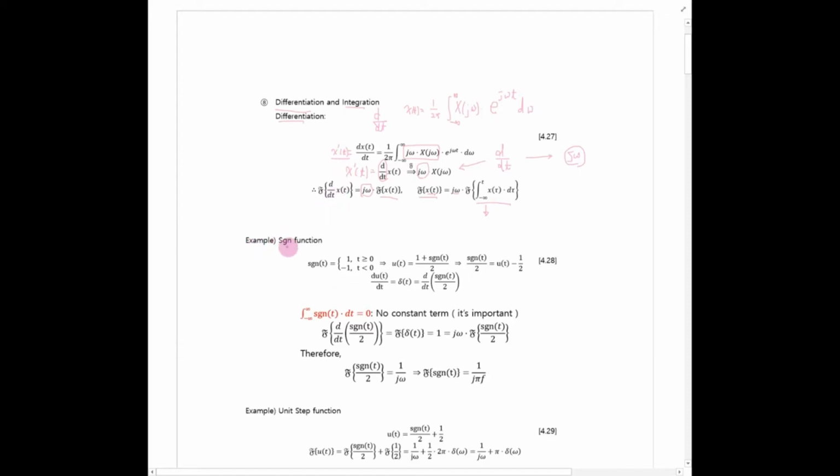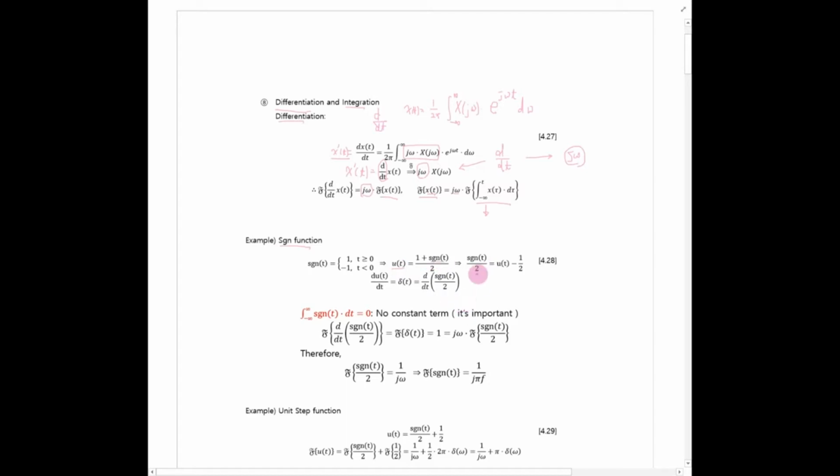Here is an example for the sign function. The sign function is defined this way. If t is positive, then it is plus 1. If t is negative, then it is minus 1. You can compare the sign function with a unit step. If you add 1 to the sign function, then for positive time it is 2, and for negative time it is 0, and dividing by 2 gives the unit step function. So this equation shows the relationship between the unit step and the sign function.